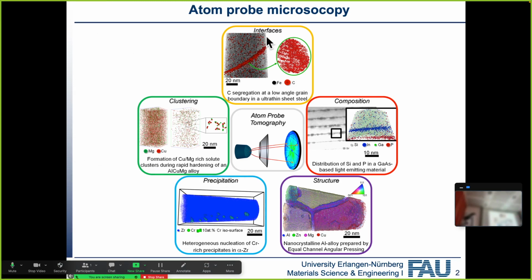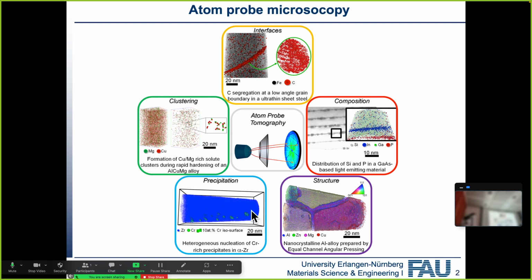We work on interfaces. That's something that we do very regularly. In this case, we see a grain boundary, and you can see carbon atoms at the grain boundary. We also very often work on clusters. Here we see very small magnesium copper clusters in aluminium, which is also something that interests us because we're working on aluminium alloys.